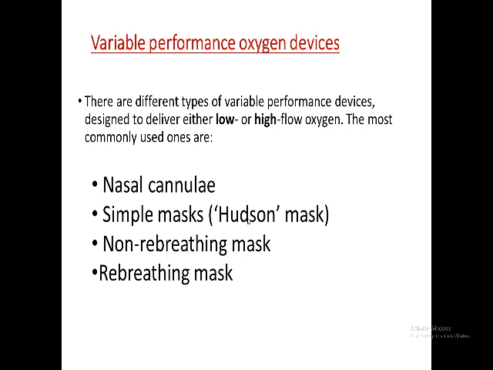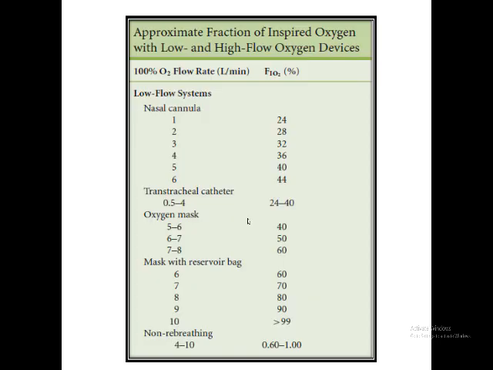So there are different types of variable performance devices, either low or high flow of oxygen. We have four variable performance oxygen devices, either low or high, that give variable oxygen concentration to the patient, which are nasal cannula, simple face mask, non-rebreathing mask, and partial rebreathing mask.